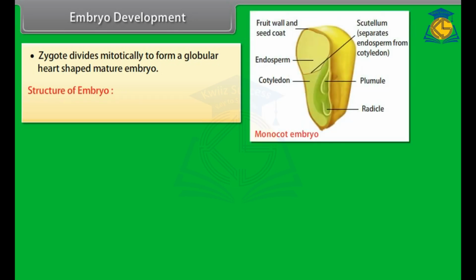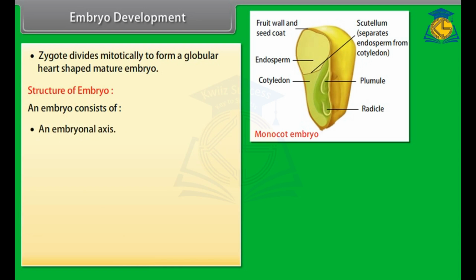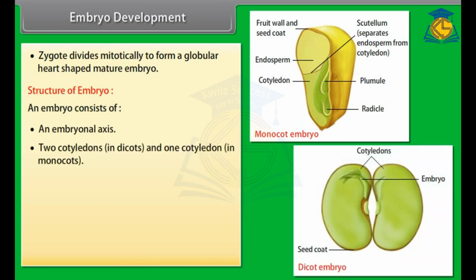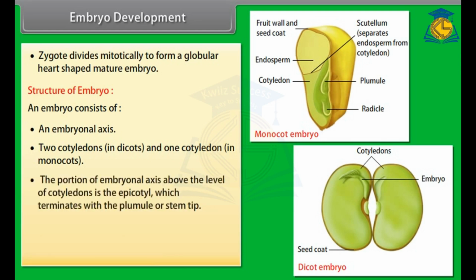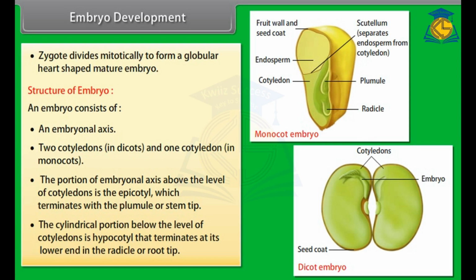Structure of embryo. An embryo consists of an embryonal axis, 2 cotyledons in dicots and 1 cotyledon in monocots. The portion of the embryonal axis above the level of cotyledons is the epicotyl, which terminates with the plumule or stem tip. The cylindrical portion below the level of cotyledons is the hypocotyl, which terminates at its lower end in the radicle or root tip. Seed and fruit development.